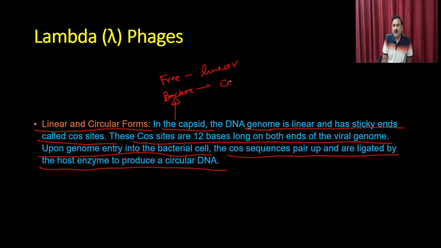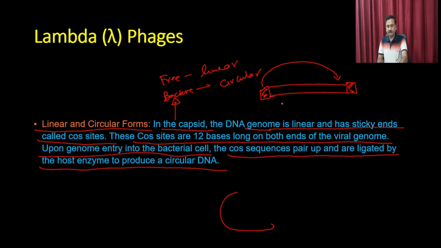Okay? And how is it circularized? It is using the cos sites. So, you are going to have the linear chain, right? And on both the ends, you are going to have the cos sites. Okay? So, you are going to have the linear DNA, and when it enters into the bacteria, it is going to be circularized using these two complementary sequences.